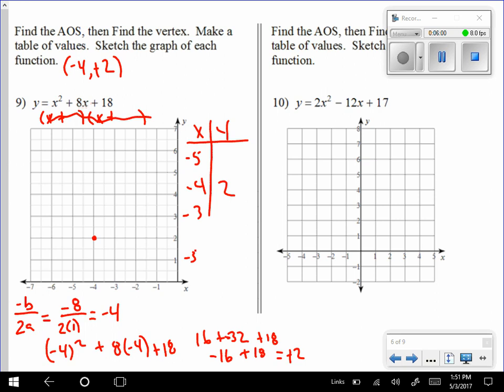So negative 3 squared plus 8 times negative 3 plus 18. So this would be 9 plus negative 24 plus 18. So 9 plus negative 24 would be negative 15, plus 18 would be positive 3. So at negative 3, we should be at positive 3. So that's probably true for negative 5, but you may want to check that just to make sure. So this would be 25 plus negative 40, which would give us negative 15 plus 18. That would work.